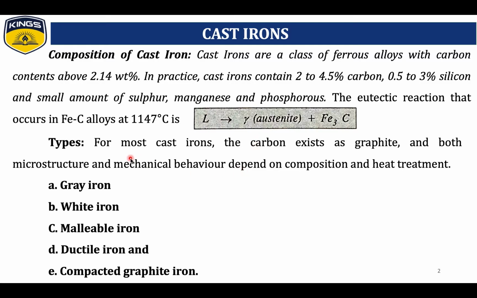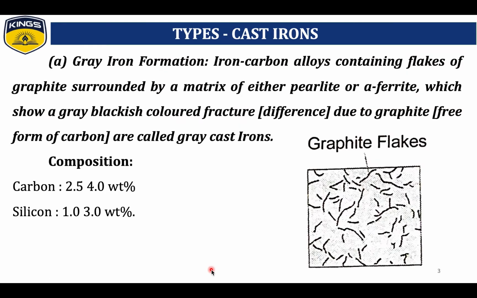Next, types. Cast iron varies, the separation of types is by the combination of carbon, graphite or any other material, with respect to their mechanical behavior and microstructural changes. Some of the types are gray iron, white iron, malleable iron, ductile iron, and compacted graphite iron. Let us discuss one by one.